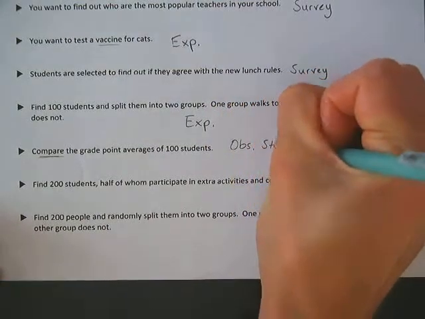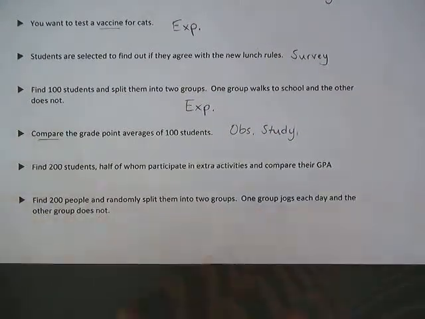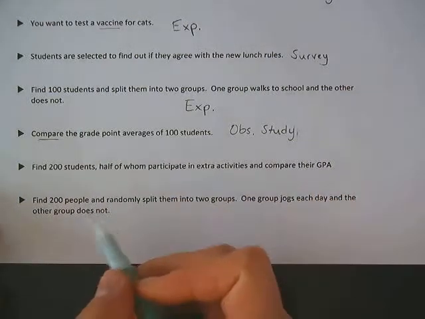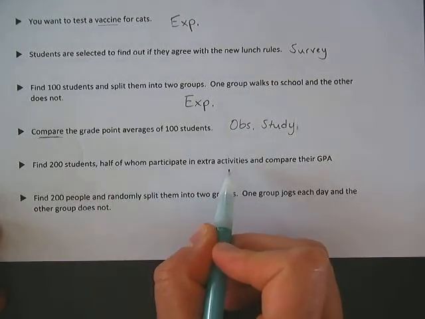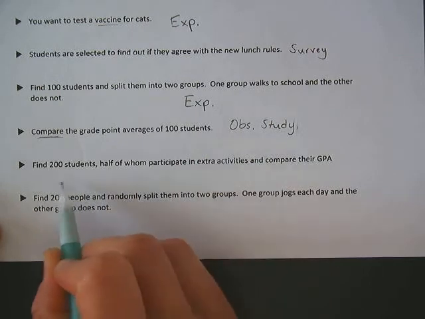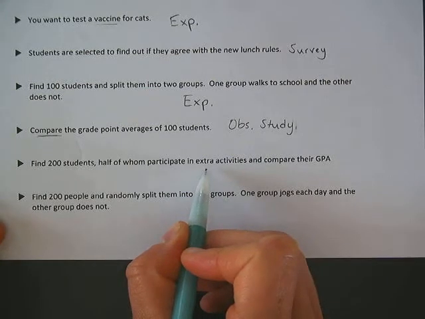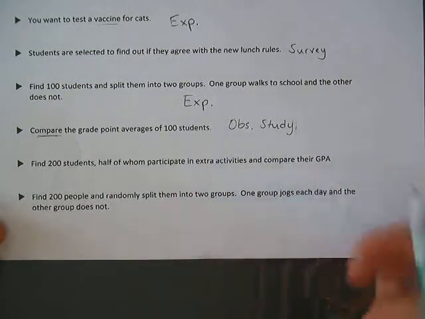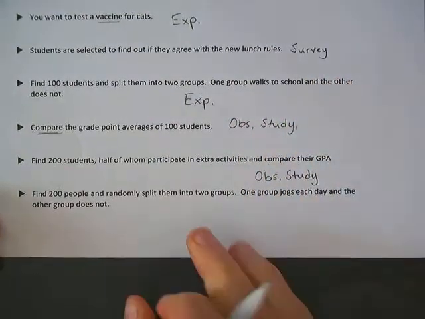Remember, you can always pull data with an observational study. Next one, find 200 students, half of whom participate in extra activities, and compare their GPA. With this one, just the wording, you have to be careful. It says half of whom participate in extra activities. You haven't made them actually participate. You've selected students, randomly of course, where half of them happen to participate in extra activities, and then you're comparing their GPA. So this is an observational study because you're not actually doing anything, you're just observing.